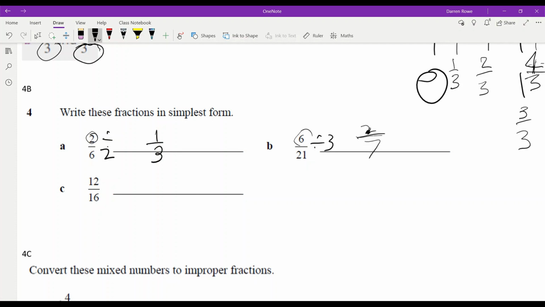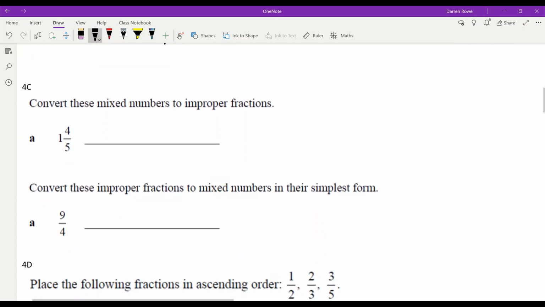And here, 12 and 16. Can you divide by 12? No, you cannot. Can you divide by the next factor of 12, which is 6? No, you cannot. What about the next one down, which is 4? Yes, you can, because 4 times 3 is 12, and 4 times 4 is 16. So divide by 4: 12 divided by 4 is 3, and 16 divided by 4 equals 4. So you end up with 3/4, and they're all simplified. You cannot divide them anymore.